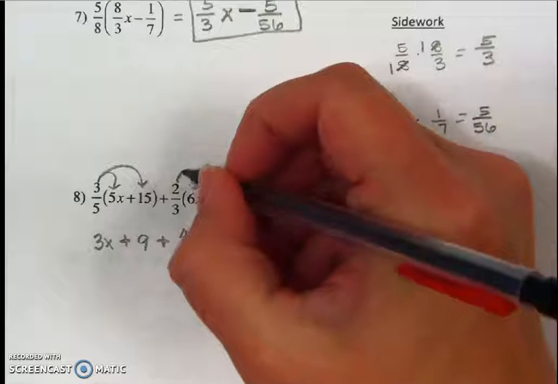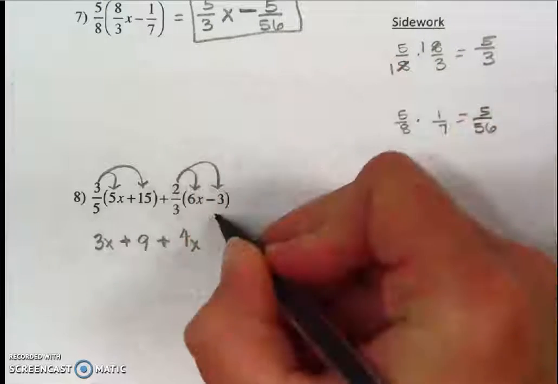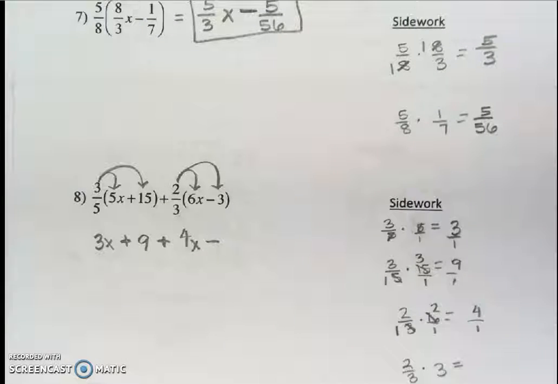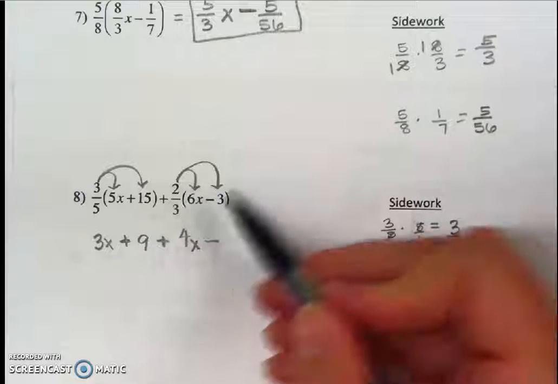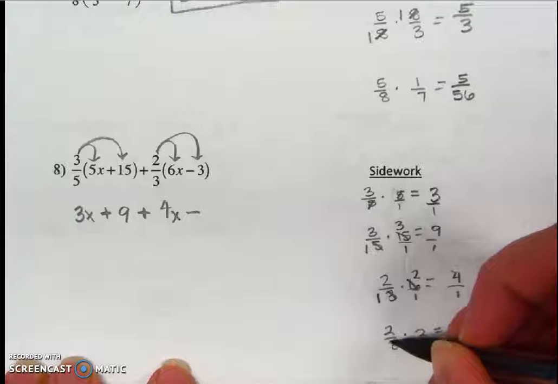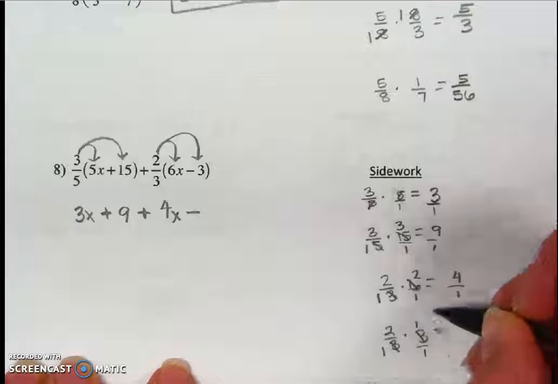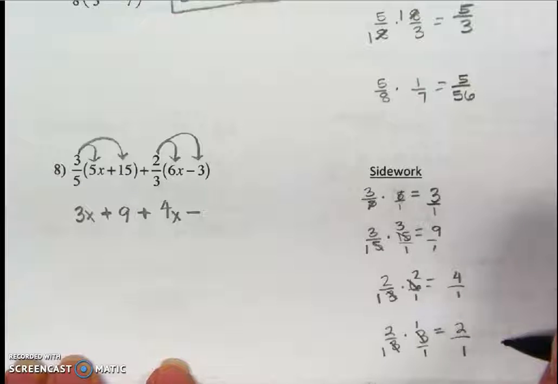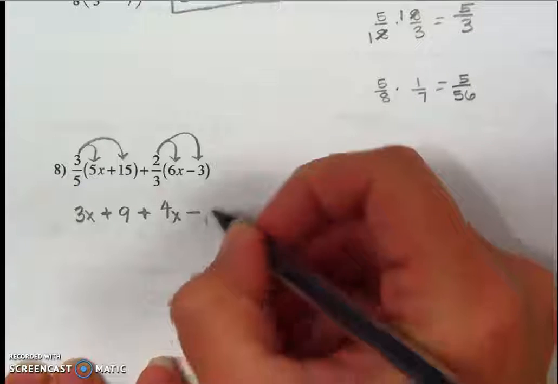We have 2/3 times negative 3. Since I already see the sign's going to be negative, I'm going to copy that down right there. Then I do 2/3 times 3. In our side work, let's write it over here. 3 goes into 3 once, 3 goes into 3 once. 2 times 1 is 2, 1 times 1 is 1, and so it's just going to be a 2.